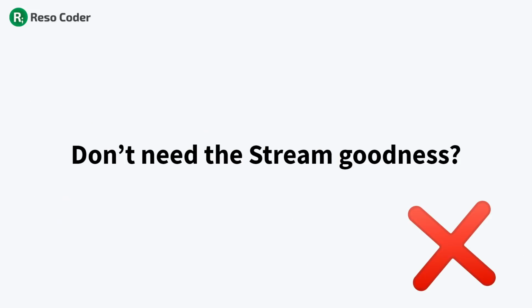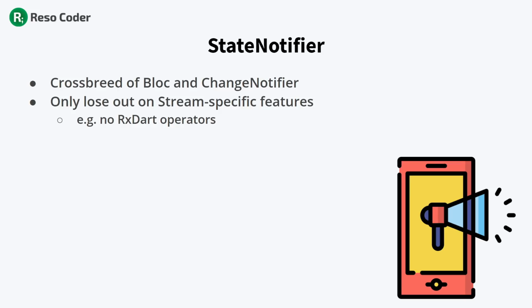But what if you don't need anything that working with streams has to offer, but you still want to keep your state immutable to incur the benefits of immutable state? So is there a crossbreed of Bloc and ChangeNotifier? There is, and it's called StateNotifier.